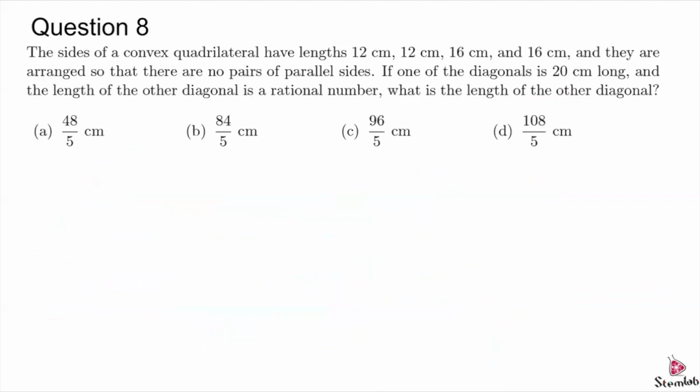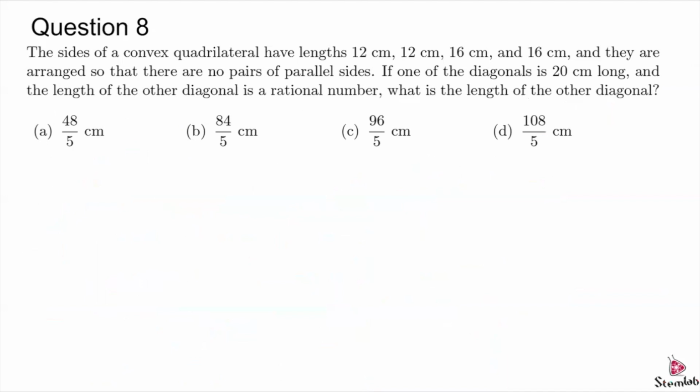Okay, question 8 asks, the sides of a convex quadrilateral have lengths 12 cm, 12 cm, 16 cm, and 16 cm. And they are arranged so that there are no pairs of parallel sides. If one of the diagonals is 20 cm long, and the length of the other diagonal is a rational number, what is the length of the other diagonal?